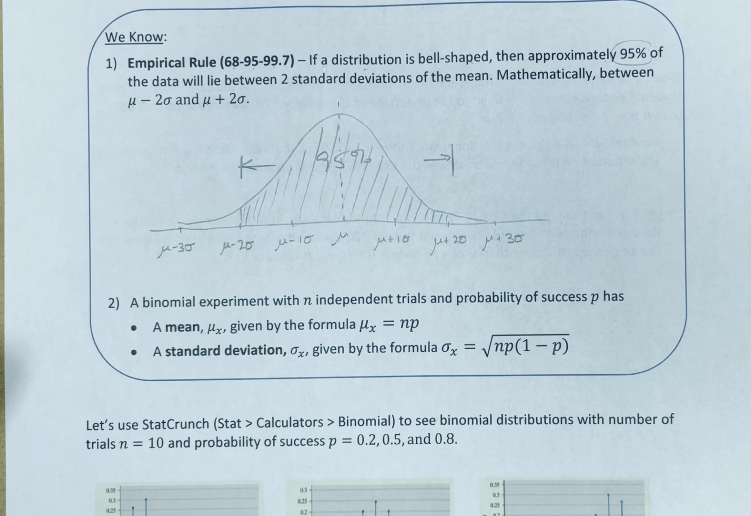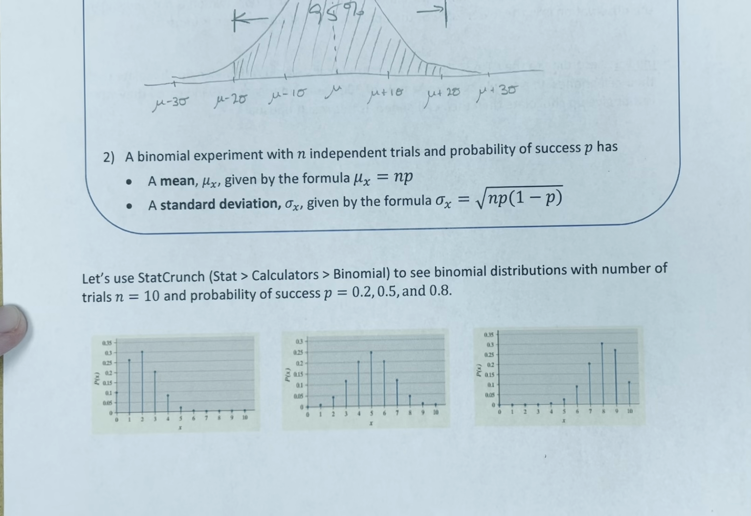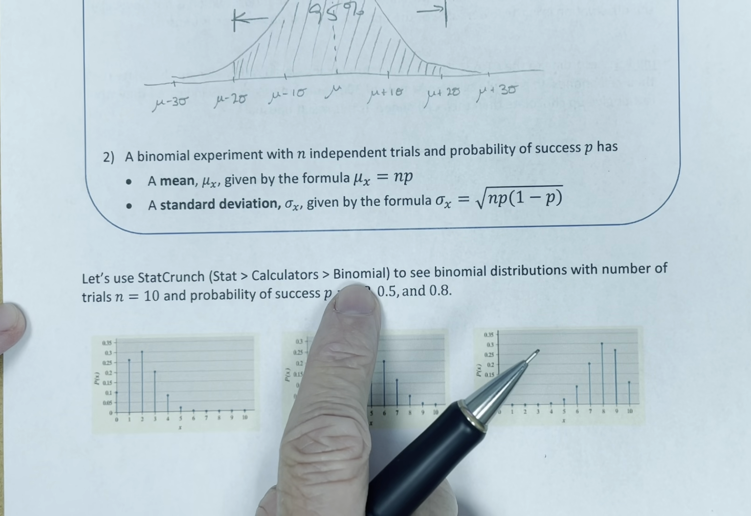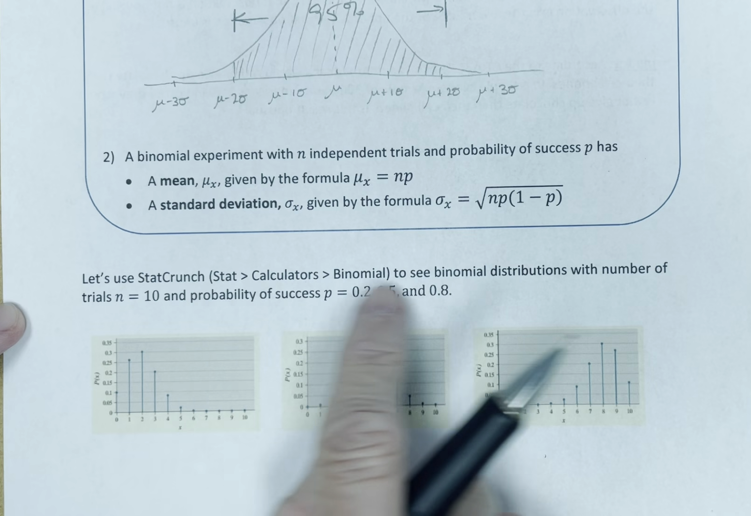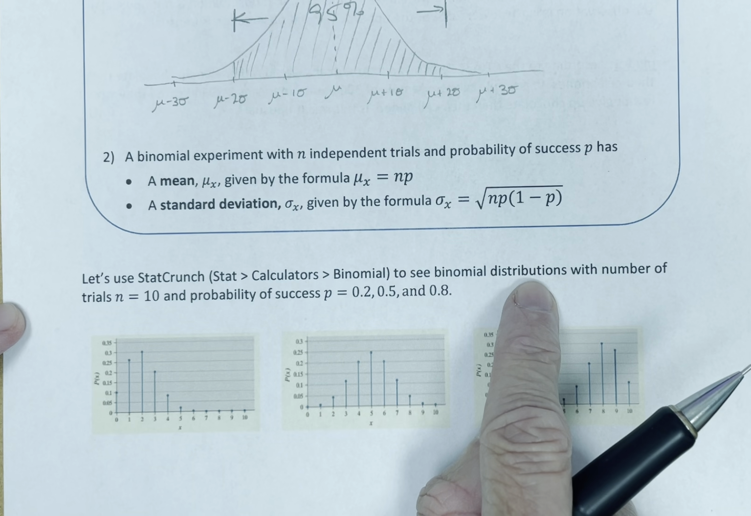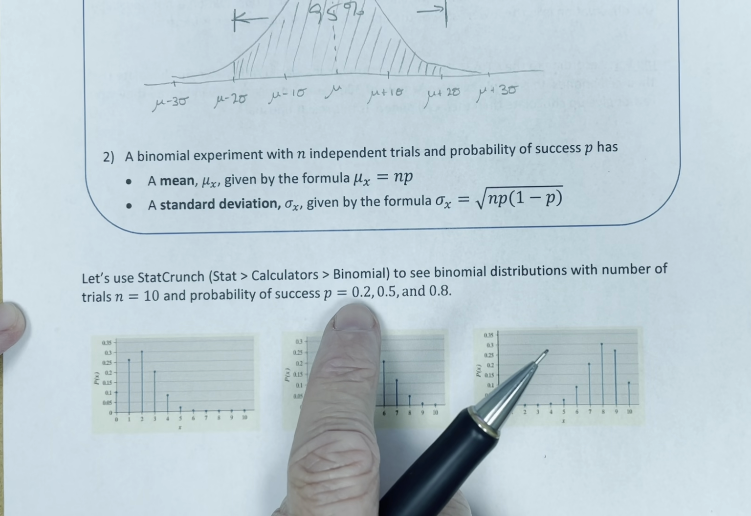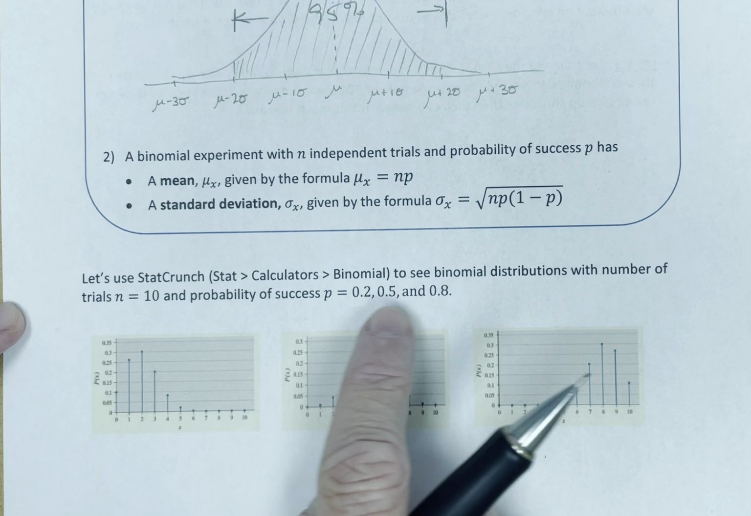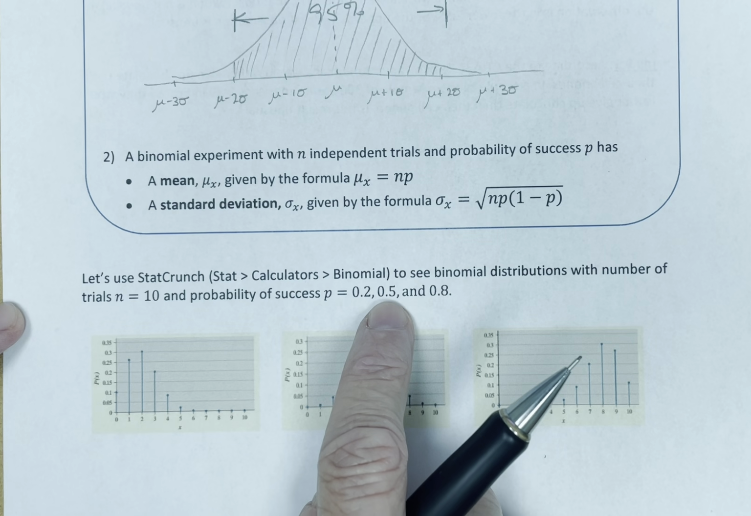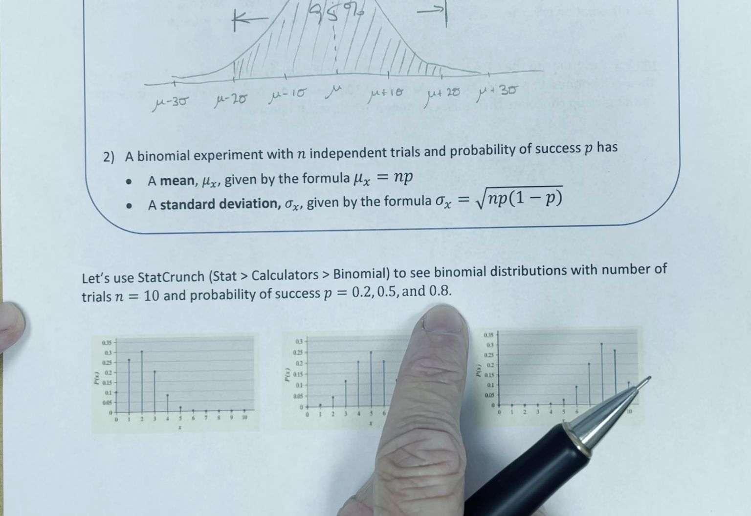So first up, let's use StatCrunch. Let's go to the binomial graph and take a look at binomial distributions. We want the number of trials to be 10, which is the default in StatCrunch, and we want to see how the graph changes when the probability of success is 0.2 versus 0.5, which is like a coin flip, versus 0.8.